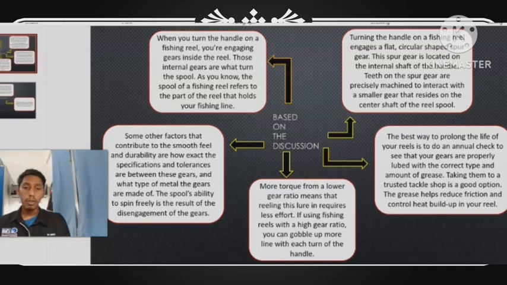Furthermore, more torque from a lower gear ratio means that the reel requires less effort. If using a fishing reel with a higher gear ratio, you can gobble up more line with each turn of the handle.